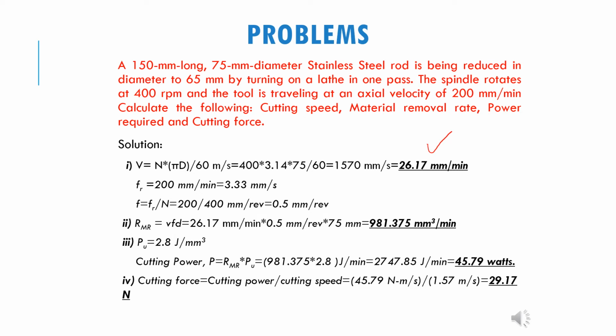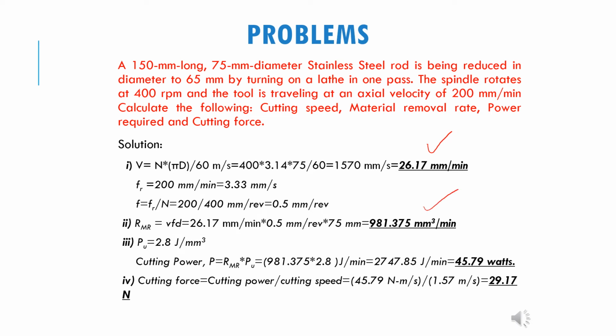So for the second one, you have to calculate the RMR. RMR is VFD. So V is already given, V is given in terms of 200 mm per minute. So you have to convert it to get the same unit, and then D also is given. So once you put it inside the equation and calculate, you will get the answer.